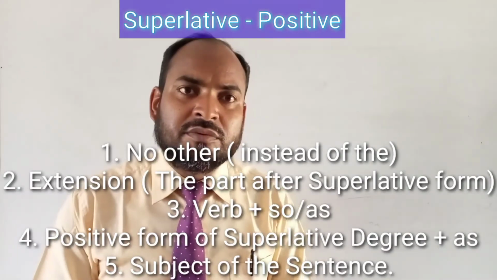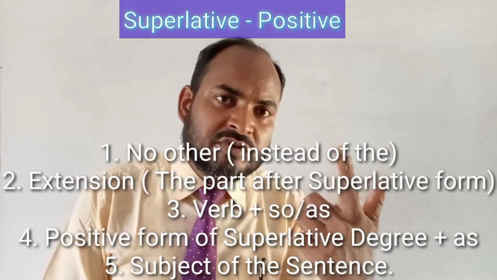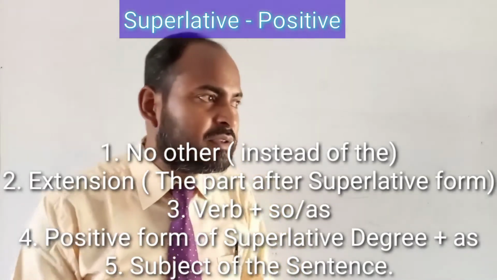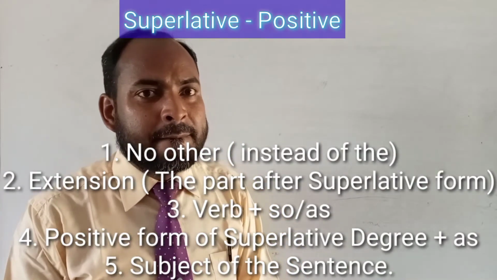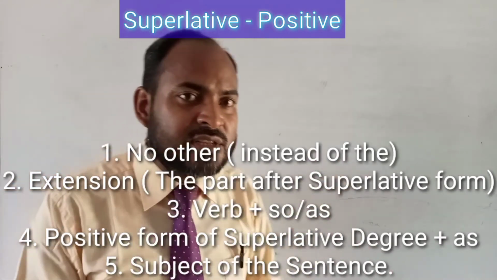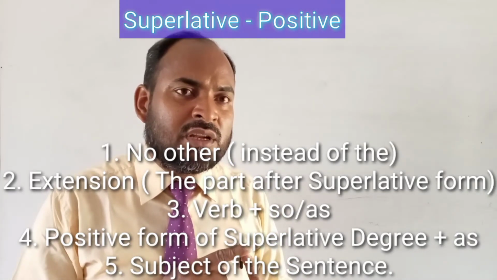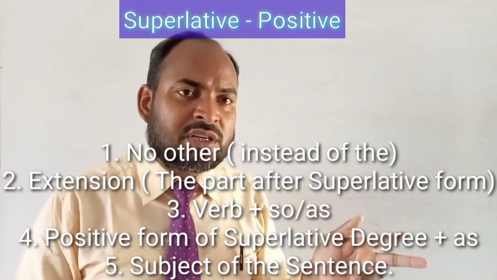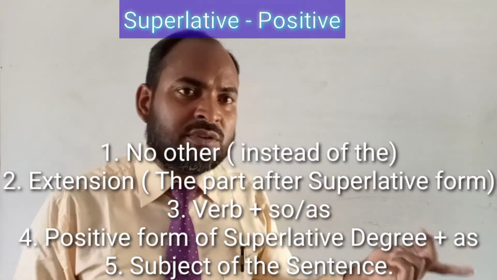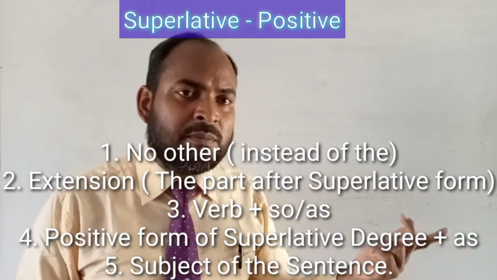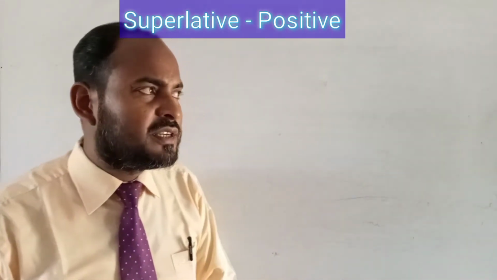verb plus so, my dear learners, then positive form of superlative degree, and then as, and lastly subject of the sentence. Okay, my dear learners, firstly no other, then extension, that means the part after superlative or adjective, then verb plus so, then positive form of superlative degree, and then as, and lastly subject of the sentence. Okay, my dear learners, let's see an example.